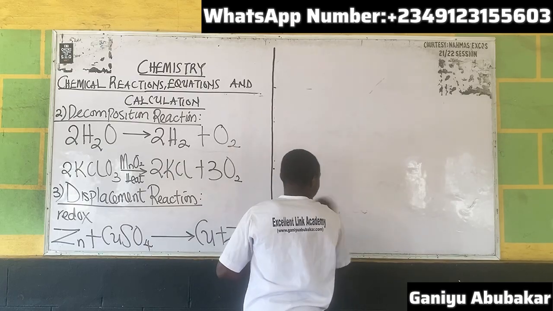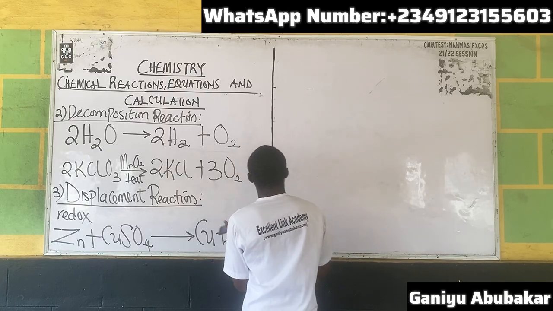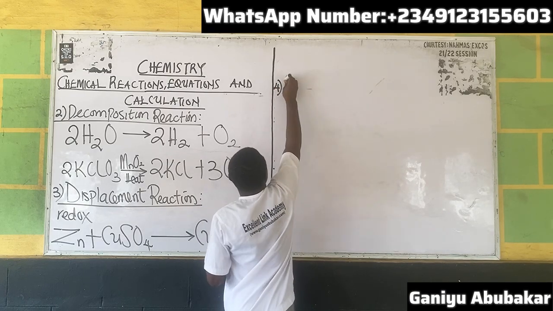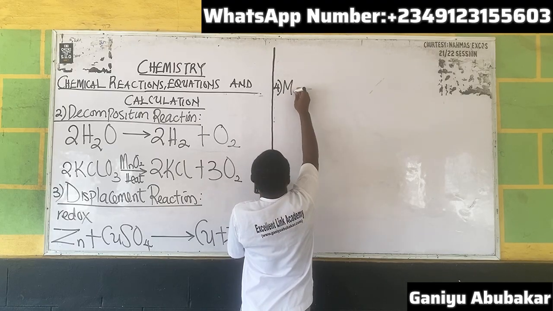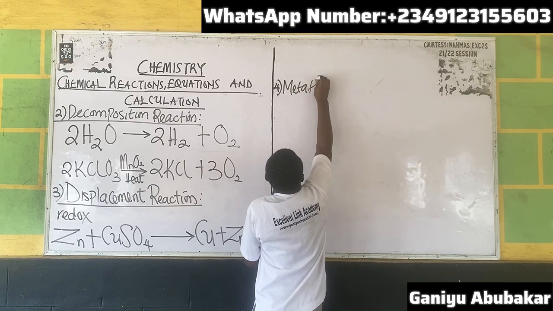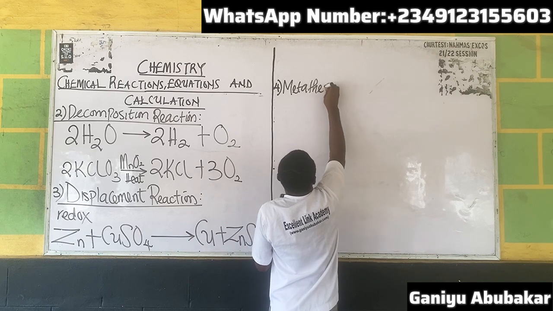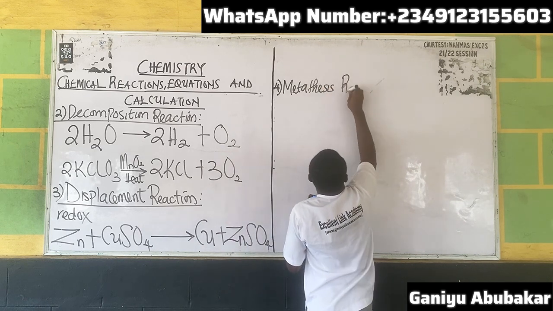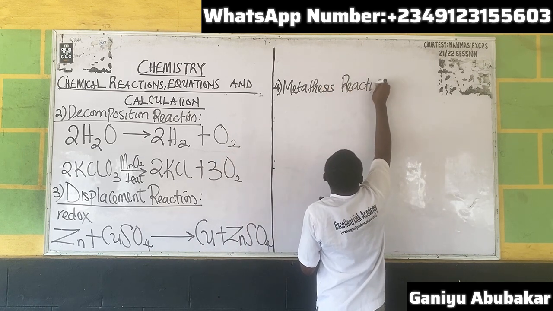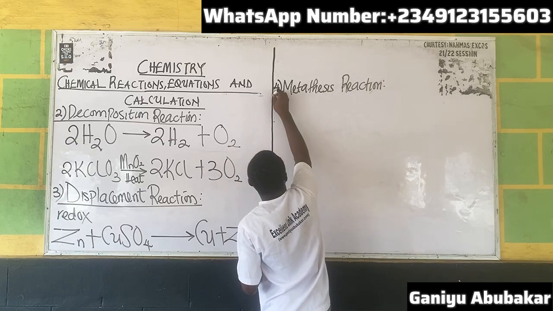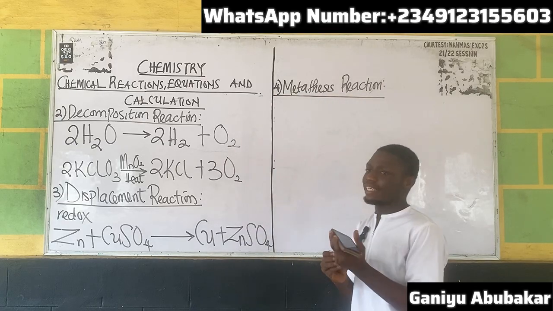All right. The fourth type, number four, is called the metathesis reaction. All right. Definition. What is a metathesis reaction?